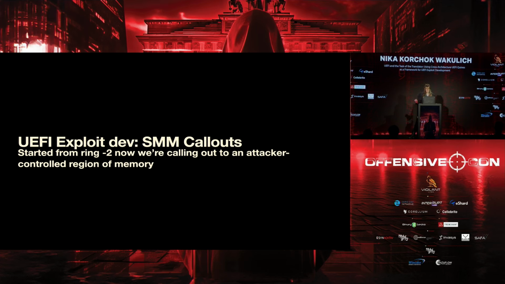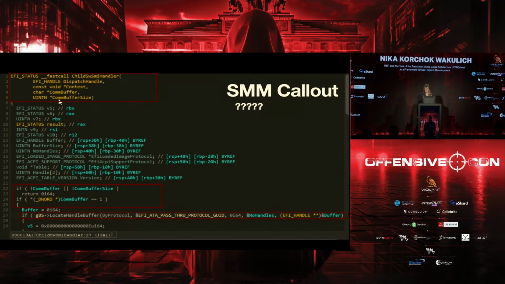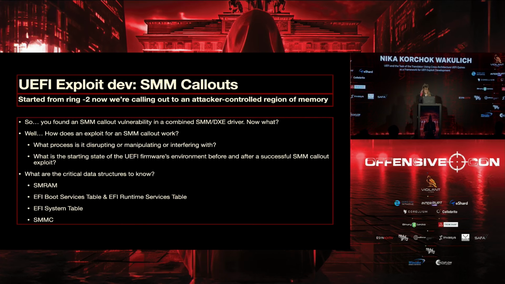So that's all good for theoretical background. Let's get to some practicals of digging into SMM callouts. Started from ring -2, now we're calling out to an attacker-controlled region of memory. Here's an SMM callout. Who sees it? Okay, so I'm going to show you how to see it. So you found an SMM callout vulnerability in a combined SMM Dxe driver. Now what? These are just some framing questions that I used to guide my process when I started this.